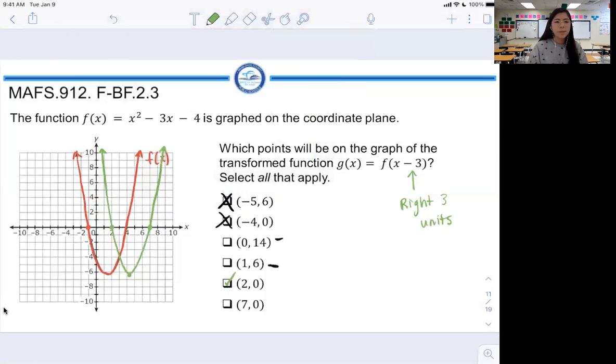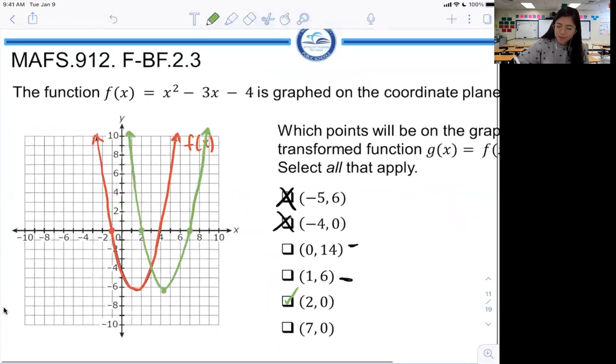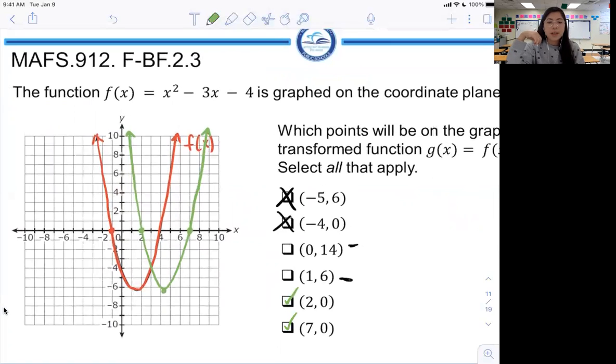Tyrone says yes. Do we agree? Seven, 0. I'll zoom in. Are we in agreement? Tyrone is agreeing with himself. Does anyone else agree with Tyrone? Janelli says yep. Okay. Emily agrees as well. Cool. So that's all good. So really the only ones I need to double check are 1, 6 and 0, 14. Okay, well, let's check.